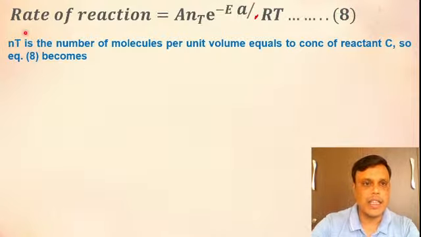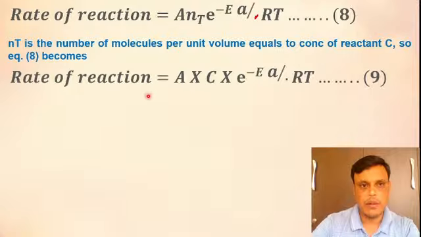And here NT is the number of molecules per unit volume, which equals the concentration of reactant C. So equation number 8 becomes: rate of reaction equals A into C, because NT is equal to C, A into C into e raised to minus EA by RT. This is our equation number 9.